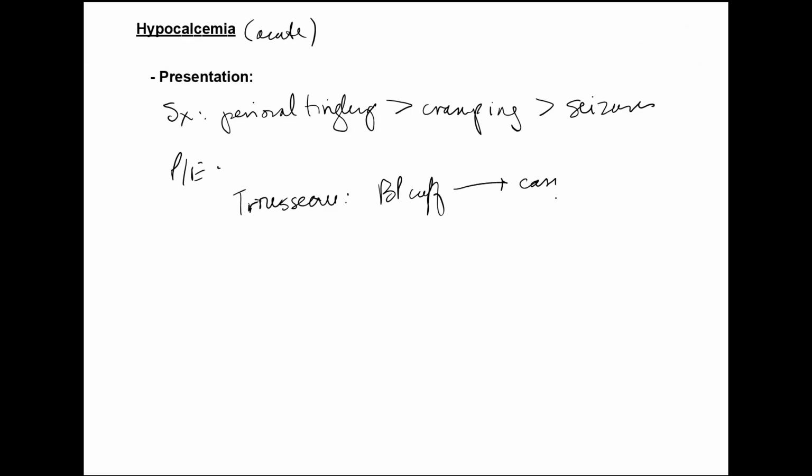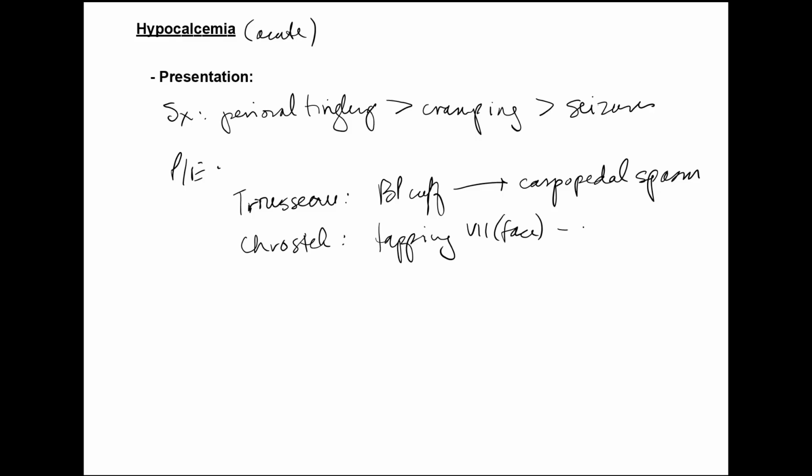On physical exam, there is Trousseau sign, in which a blood pressure cuff is inflated on the upper arm, resulting in carpopedal spasm of the hand. Dvořák sign consists of tapping the 7th cranial nerve on the face, which causes twitching of the facial muscles.